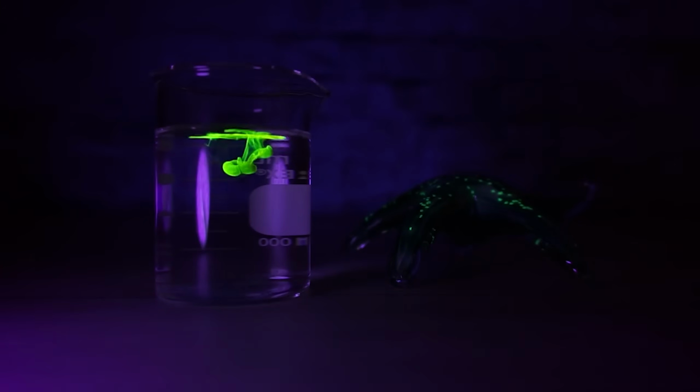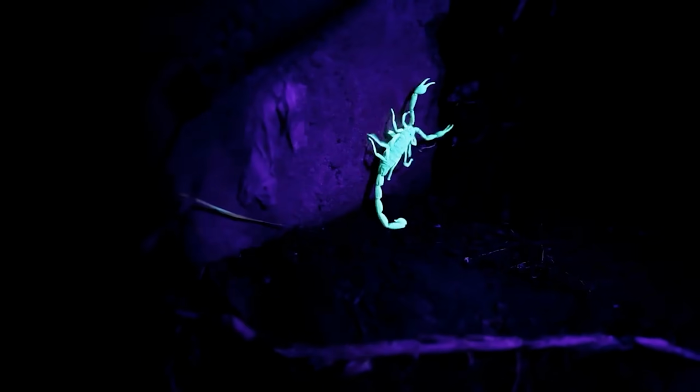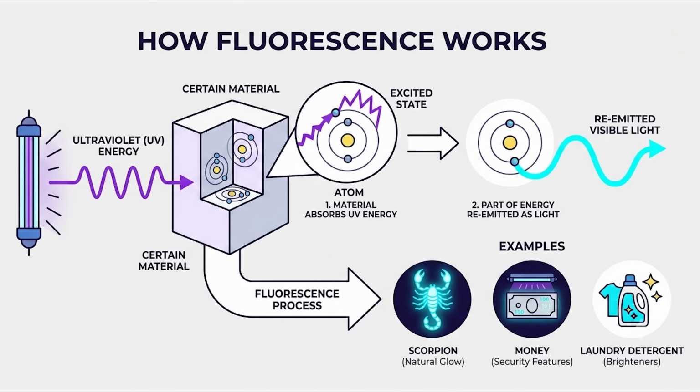The light is absolutely there. In fact, you can literally observe its existence. Under UV light, neon paint glows, white shoes glow, ripe bananas glow, and even scorpions glow. That happens because certain materials absorb ultraviolet energy and then re-emit part of that energy as visible light. This process is called fluorescence.